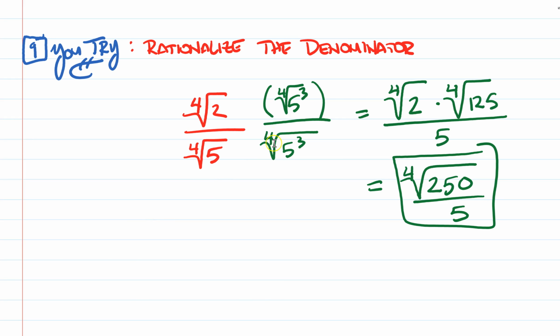Okay, so I multiplied top and bottom by the 4th root of 5 cubed, because when I multiply the 4th root of 5 cubed times the 4th root of 5, I get the 4th root of 5 to the 4th, and that cancels out. So therefore, when I keep multiplying all this out, 5 cubed is 125. I get the 4th root of 250 over 5. Okay, big lesson. Nice job. Way to hang in there.